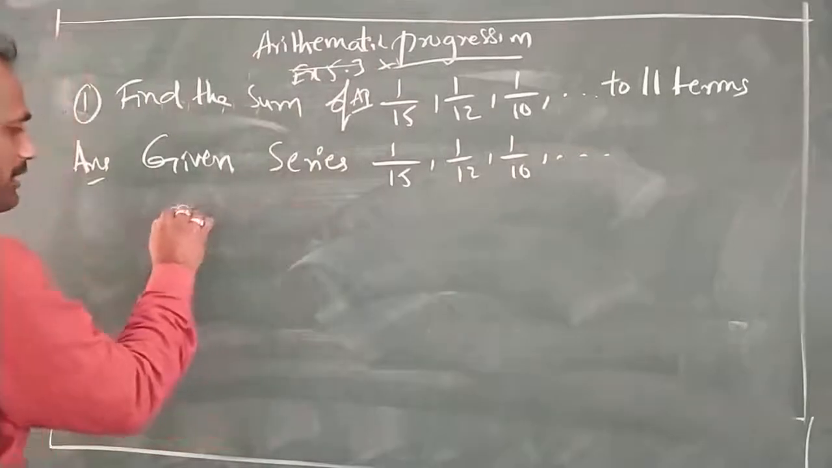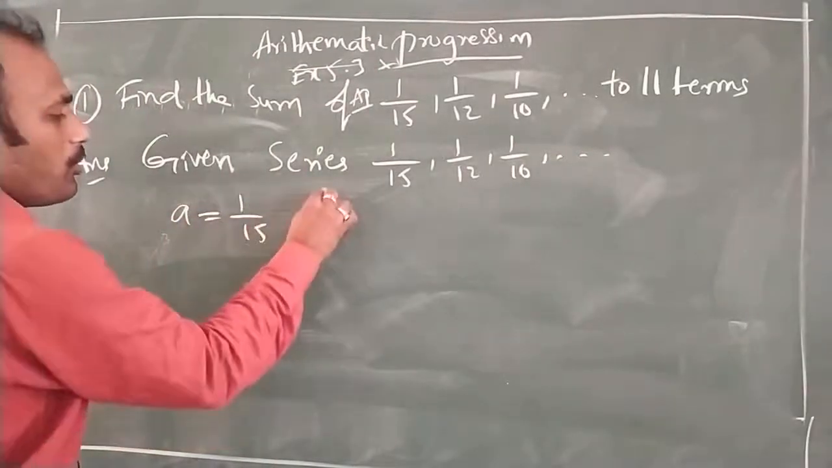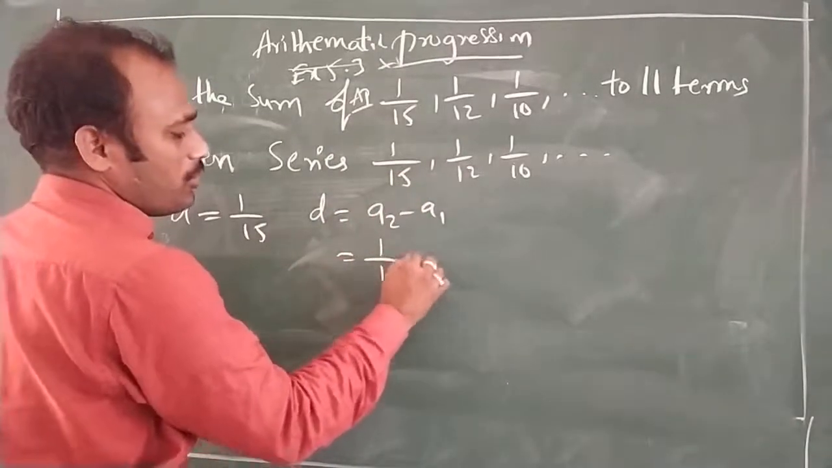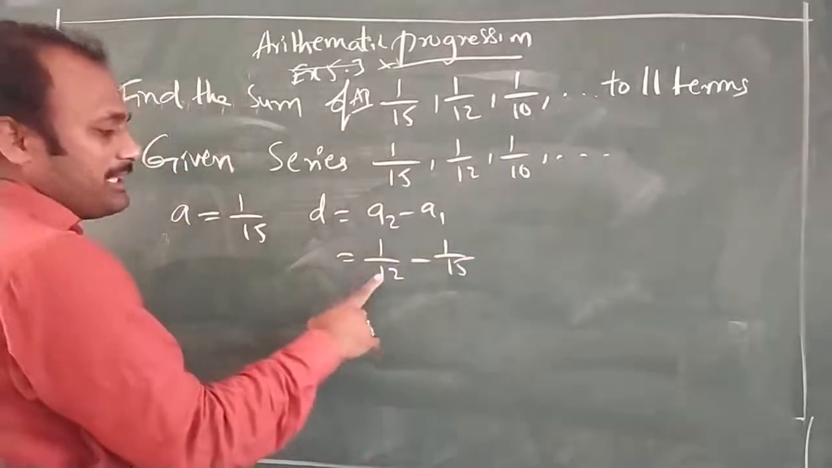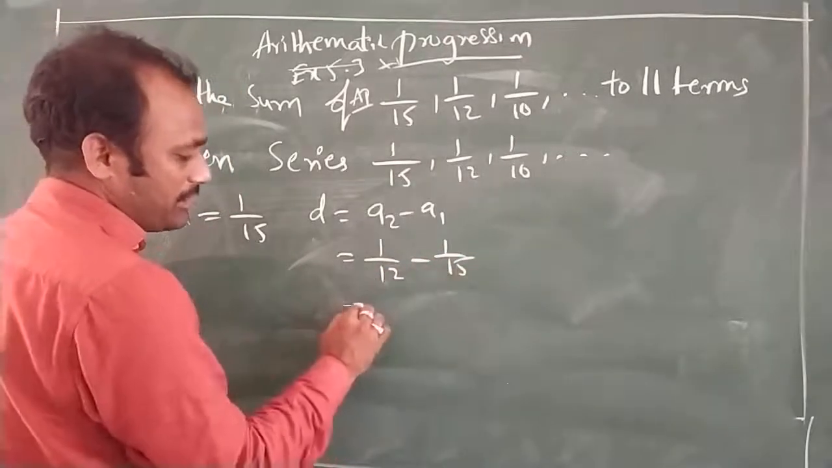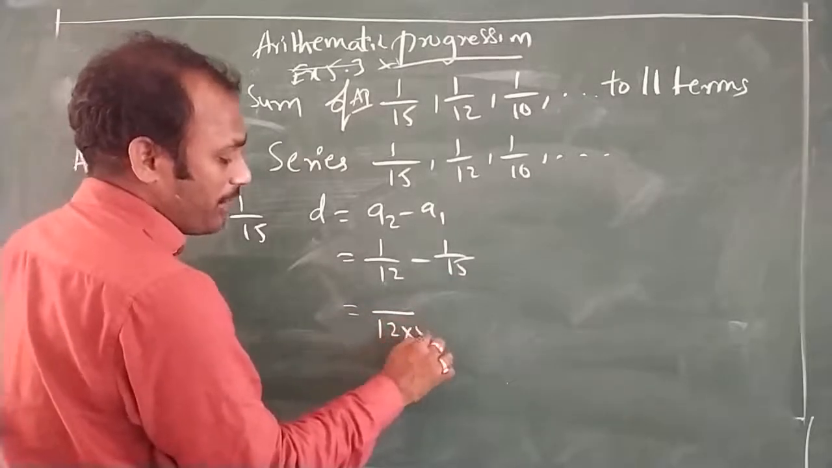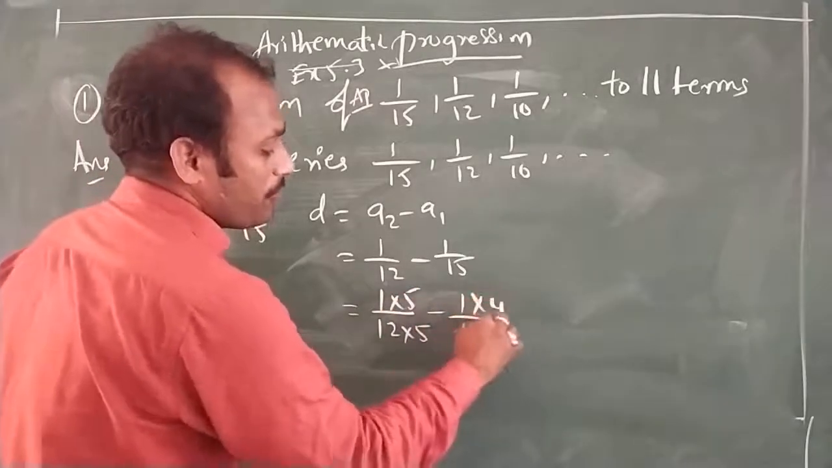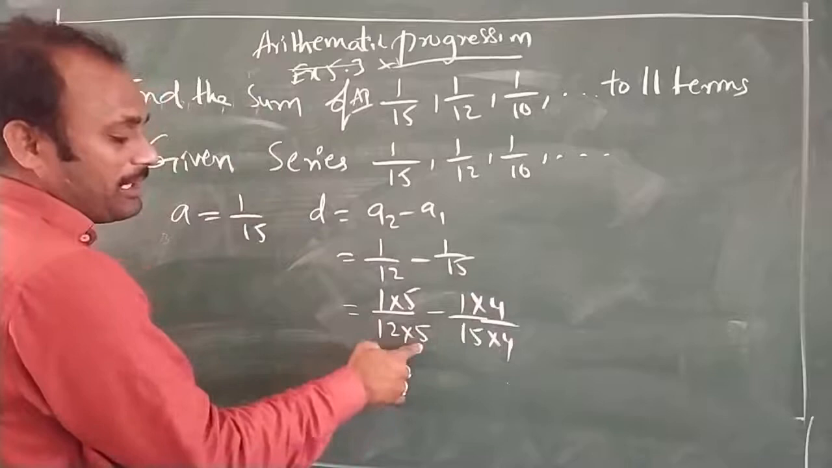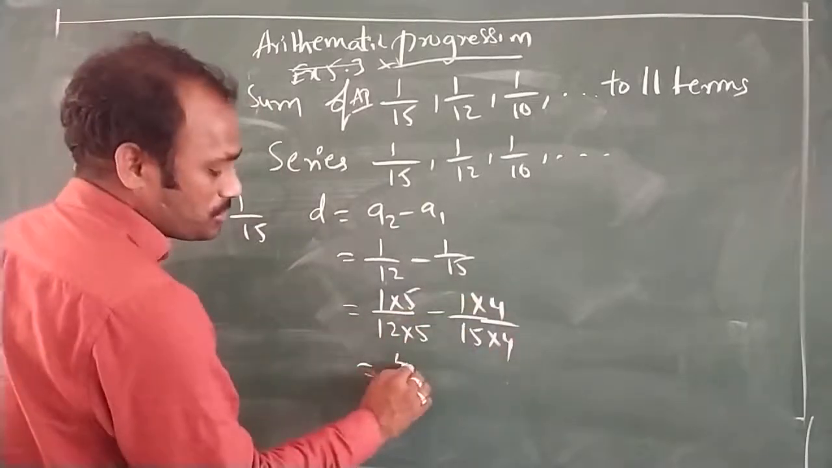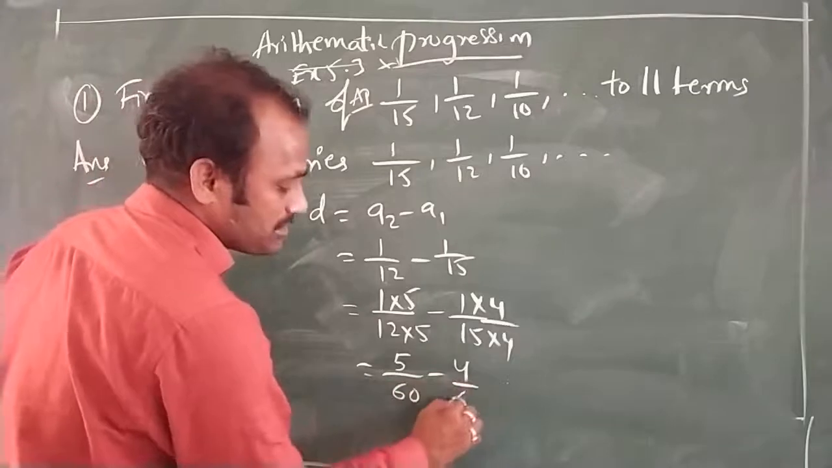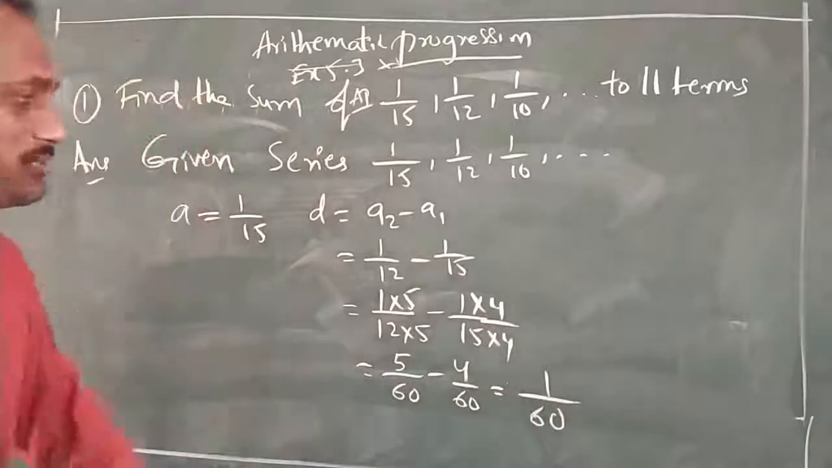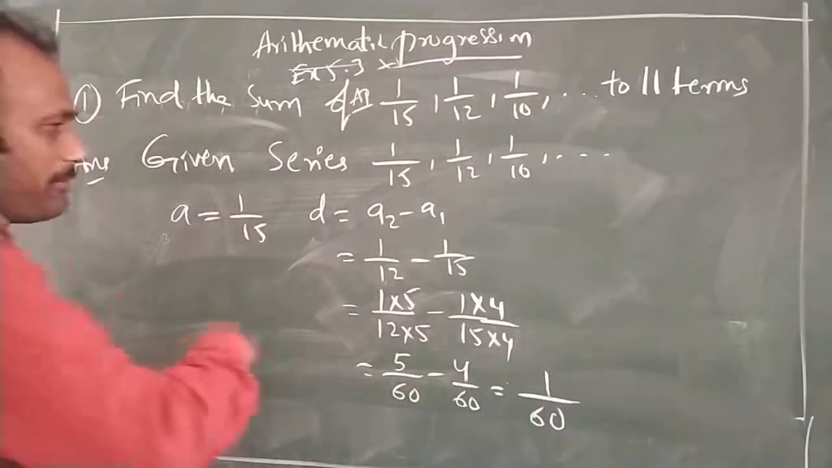What is the first term here? a is 1 by 15. What is the common difference? a2 minus a1, that is second term minus first term, 1 by 12 minus 1 by 15. LCM of 12 and 15 is 60. 12 fives are 60, 15 fours are 60. Whatever number we multiply below, the same number we multiply above also. So it becomes 5 by 60 minus 4 by 60. The denominators are the same now, 60, and 5 minus 4 is 1. So the common difference is 1 by 60.